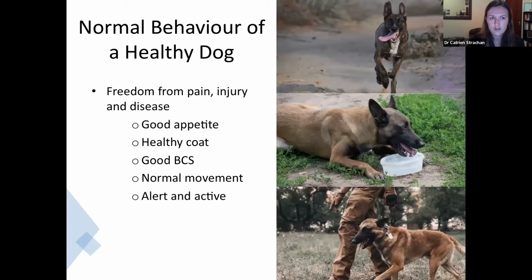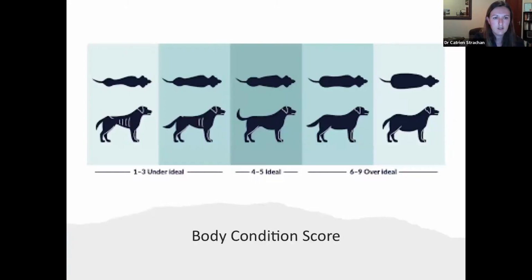All right. So a normal healthy dog that is free from pain and injury and disease will usually have a good appetite. It'll have a good healthy coat. It'll have a good body condition score. It'll show normal movement and activity. So it'll walk normally. It won't show any signs of discomfort, and it'll be generally alert and active and responsive to its owner or to its handler.